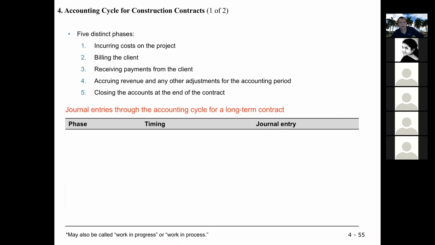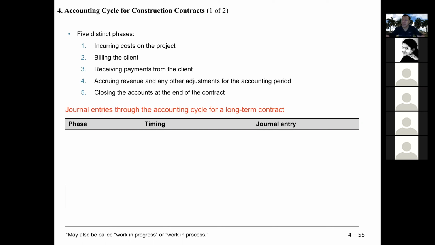So we are going to talk about accounting cycles for construction contracts, okay? So let's talk about construction contract, the typical long-term contract. What is the accounting cycle? So I'm going to introduce the 5 distinct phases and what the accounting journal entries look like. So the 5 distinct phases: first one, you incur cost on the client, and then you have to bill the client, right? You don't have enough cash.